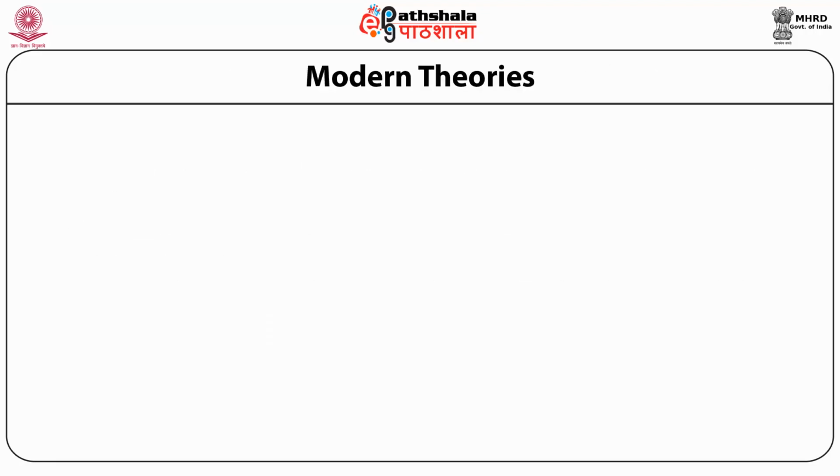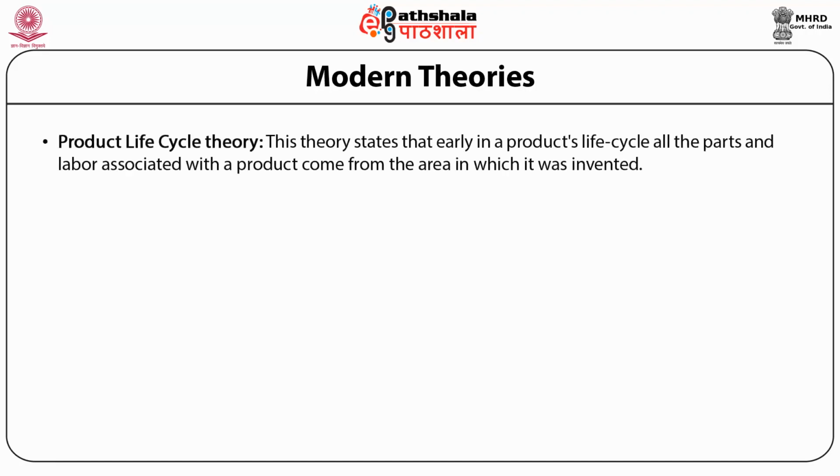Let us see what the modern theories of international trade are. First is product life cycle theory. This theory states that early in the product life cycle, all the parts and labor associated with the product come from the area in which it was invented or originated. After the product becomes popular and used in world markets, production shifts away from the point of origin. This theory was propounded by Raymond Vernon.